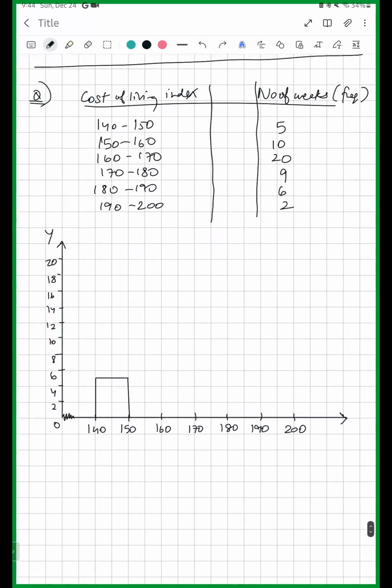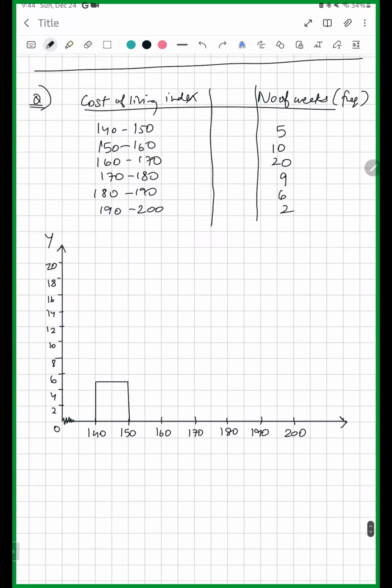So this is 5. Then 150 to 160, it is 10. And this is going to be continuous, and this is exactly why we want to make sure it is a continuous class interval, because these rectangles have to be continuous. There's no gap between these rectangles. 160 to 170, 20. Then 170 to 180, 9.